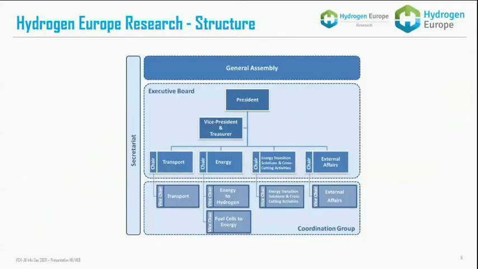So, Hydrogen Europe Research today is made up of nearly 80 members across 21 European countries and 3 nations outside of Europe. Although our members are mostly within Europe, last year we introduced a new member category, associate member, in order to promote international collaboration outside of Europe, which is open to research organizations outside of Europe and the Horizon 2020 program.